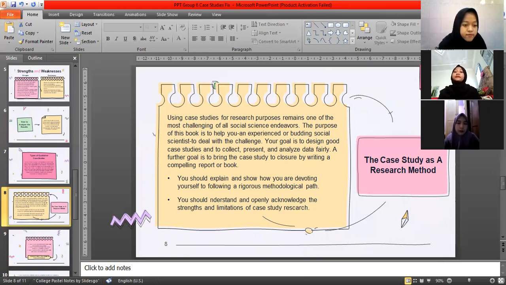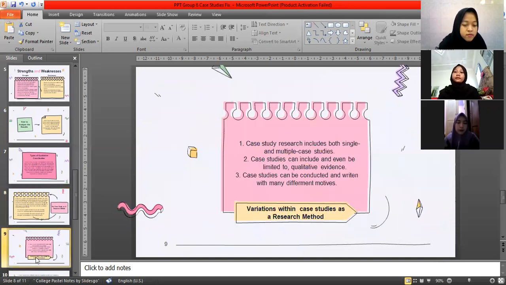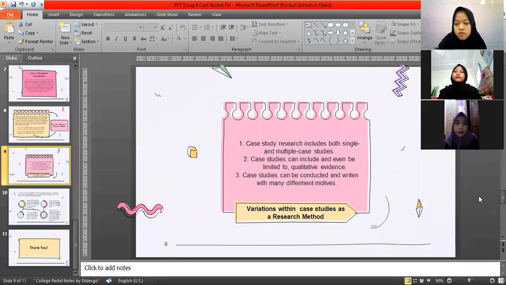Next. The next is variation within case studies as a research method.